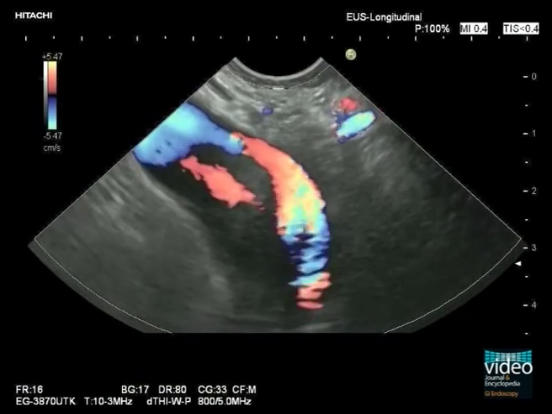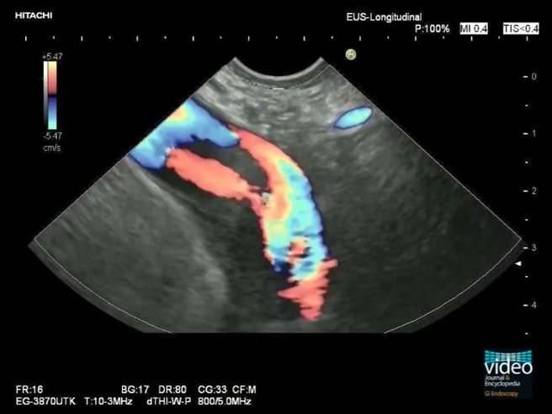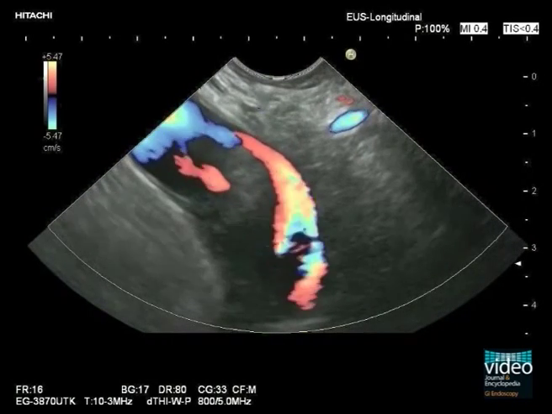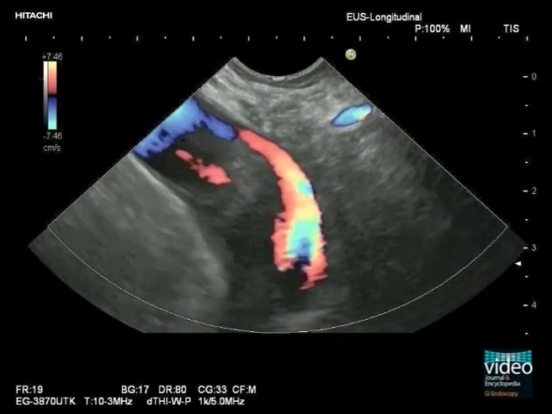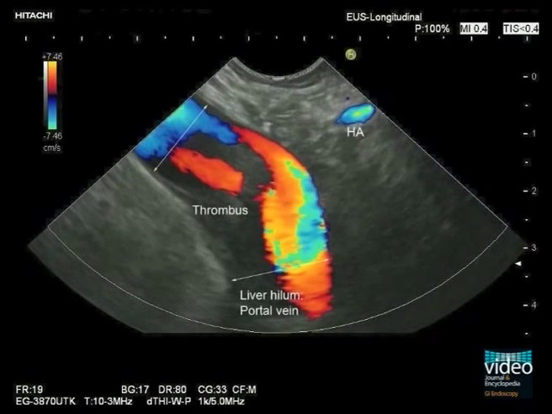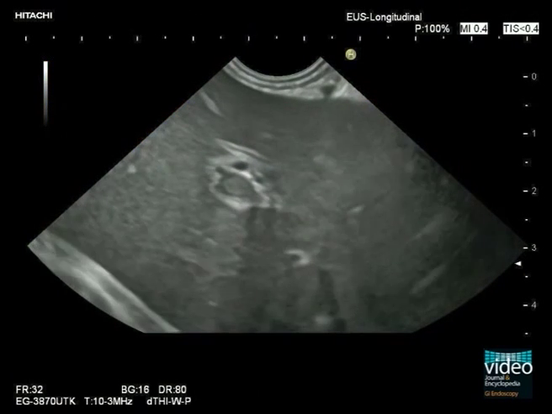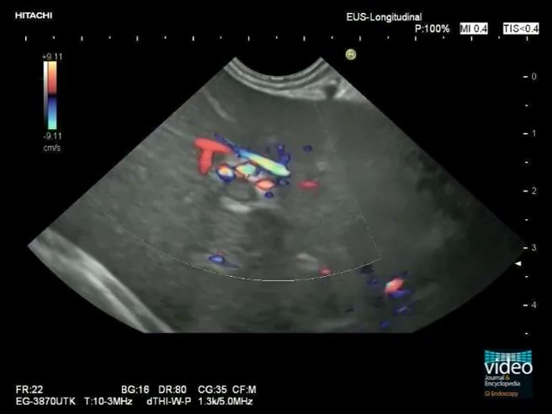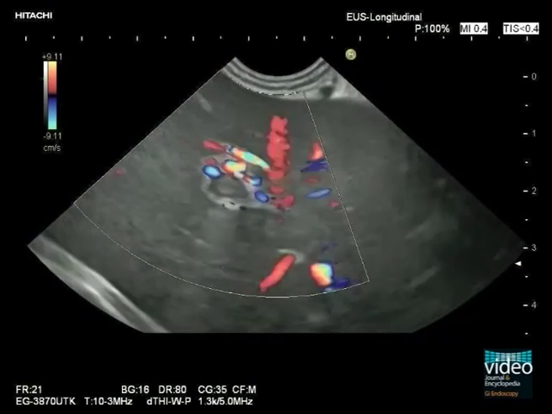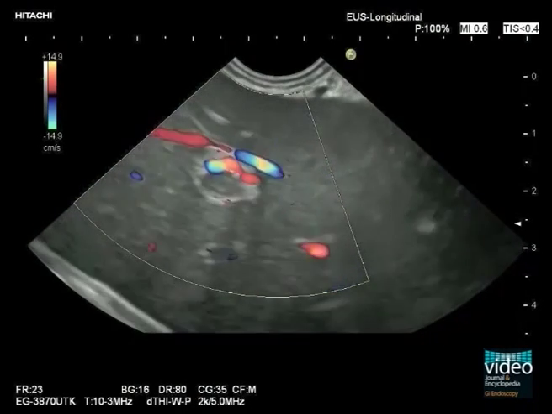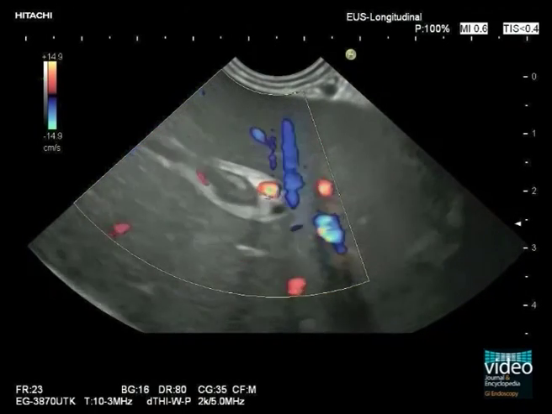Color-coded duplex scanning demonstrates blood flow around the thrombotic material and within the hepatic artery. As clearly can be seen, the thrombosis extends into the intrahepatic branches. As a consequence of portal or splenic vein thrombosis, segmental portal hypertension develops.